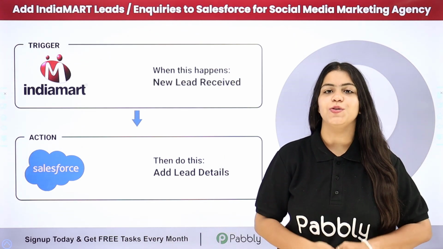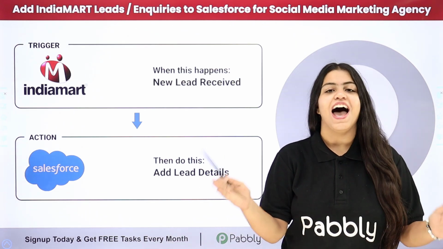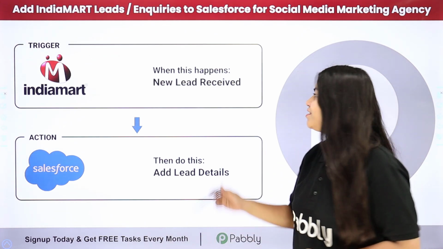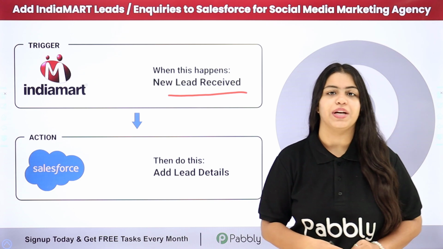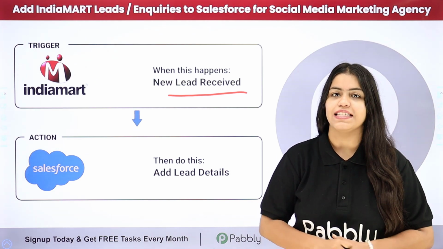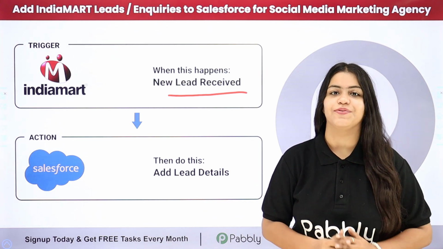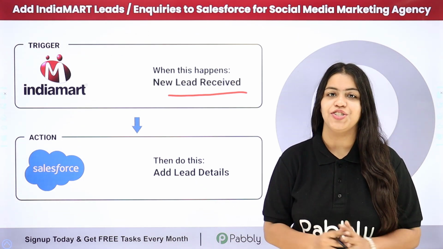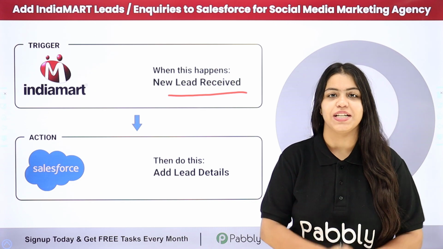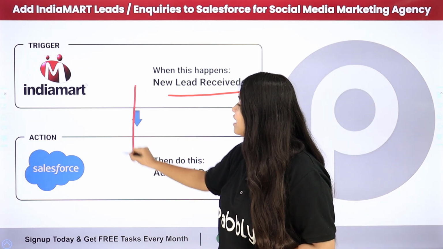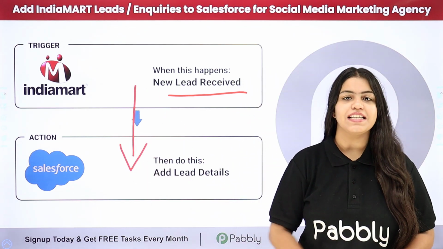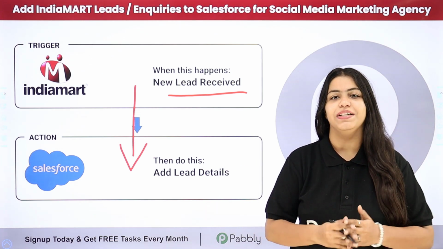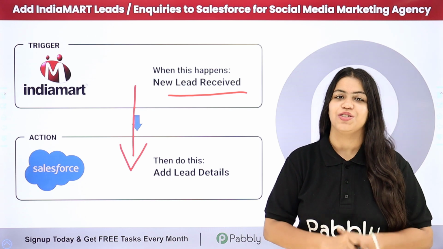So here I'm running a social media marketing agency and we use IndiaMART to get more leads for our business. So now what I want is that as soon as a new lead is received through IndiaMART, I want to add that same lead's details into my Salesforce CRM too, so that my sales team can follow up quickly and efficiently. So to do this, we are going to create a connection between IndiaMART and Salesforce. To create this connection without knowing any programming or coding language, we are going to use Pabbly Connect. It is an amazing automation software.